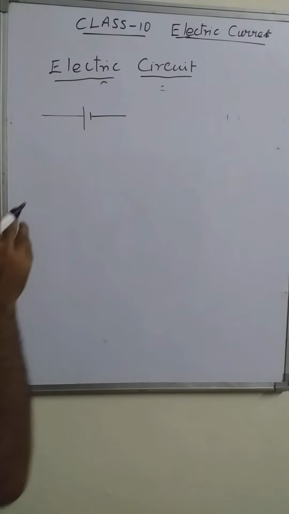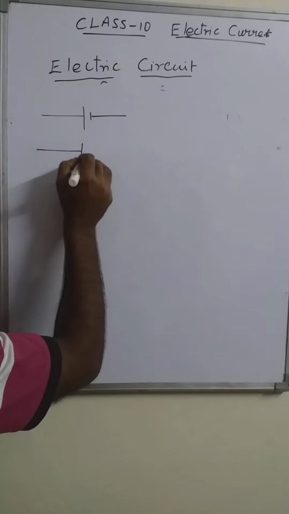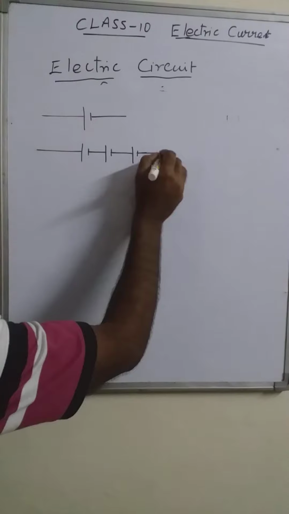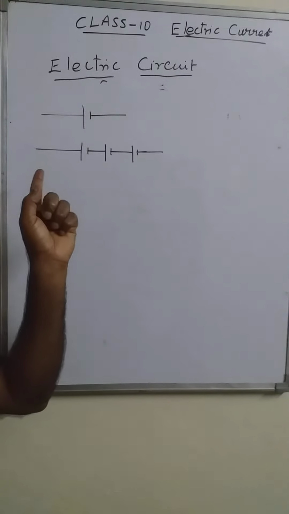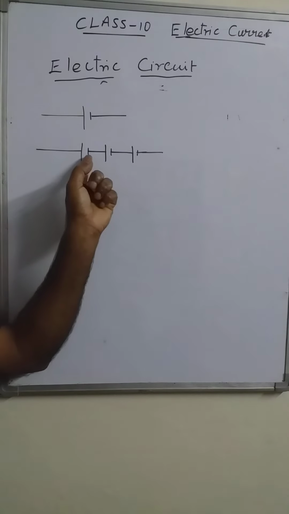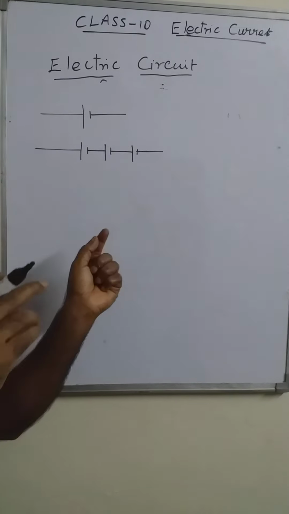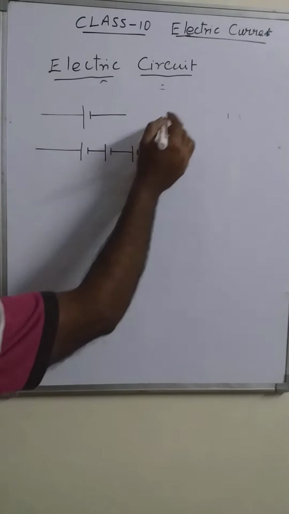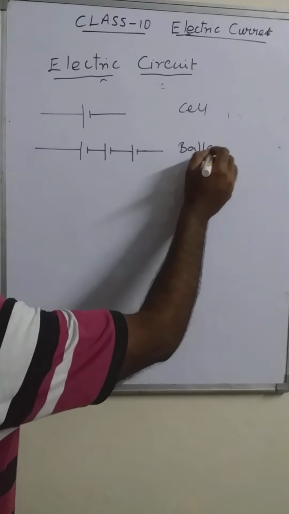And then the battery. A battery means a group of cells, a number of cells joined together. One cell, second cell, third cell, like this any number of cells may be joined together. While joining the cells, you must take care that the negative of one cell is connected to the positive of the next. You should not connect the negatives of both cells. So this is the battery. Cell, battery. Then coming to the switch.